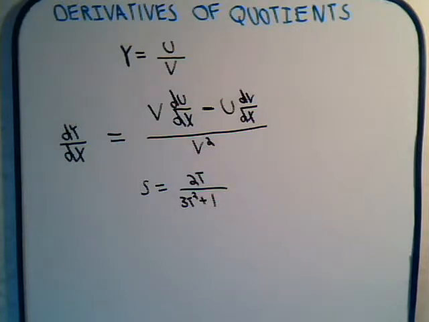But in the last video we used it to solve a couple of problems, and you saw it wasn't such a bad deal after all. So let's look at a couple more problems to get a little bit more experience with this. Suppose we have s is equal to 2t divided by 3t squared plus 1, and we want to solve this for ds dt.